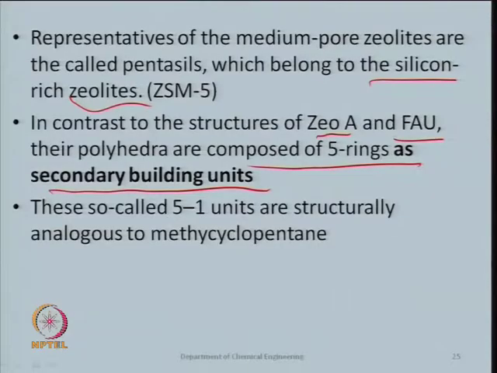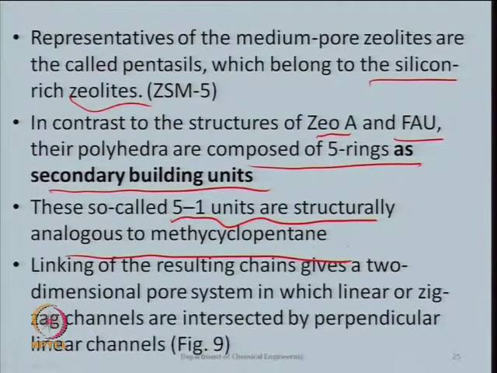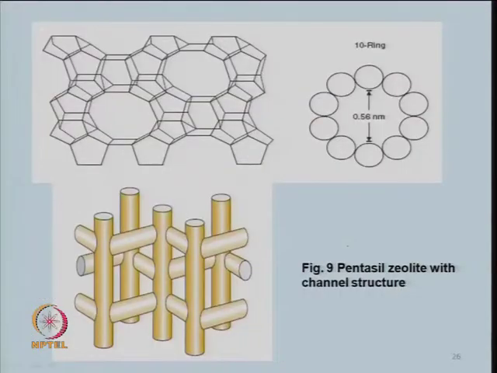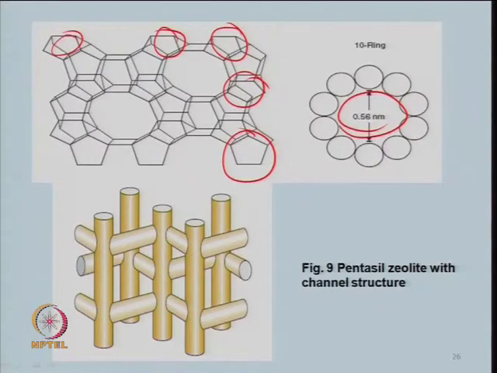So, these so called 5-1 units are structurally analogous to methyl cyclopentane. So, just like if you look at methyl cyclopentane, the structure of the ZSM-5 is something similar to that here, right. So, roughly 0.56 nanometer, this is the opening, and these are 10 rings, oxygen rings, but the framework is from the pentasil structure, which is shown here if you look at here, right. This is one, like this. So, all these pentasils have made this one cage, and this is what I am referring to, right.